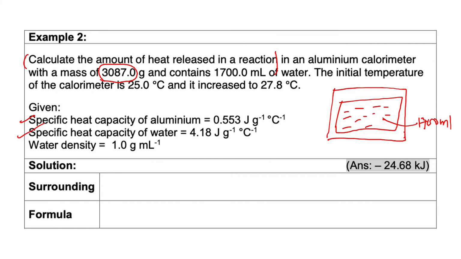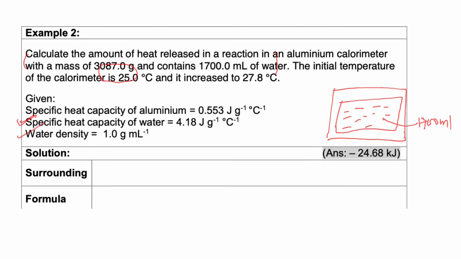So this is something different from your previous question. Why do I say different? Because in the previous questions, the calorimeter was given as a heat capacity. But in this question, for the aluminium calorimeter, it gives you specific heat capacity. So it is very important for you to identify this, because you have to determine which formula you want to use.